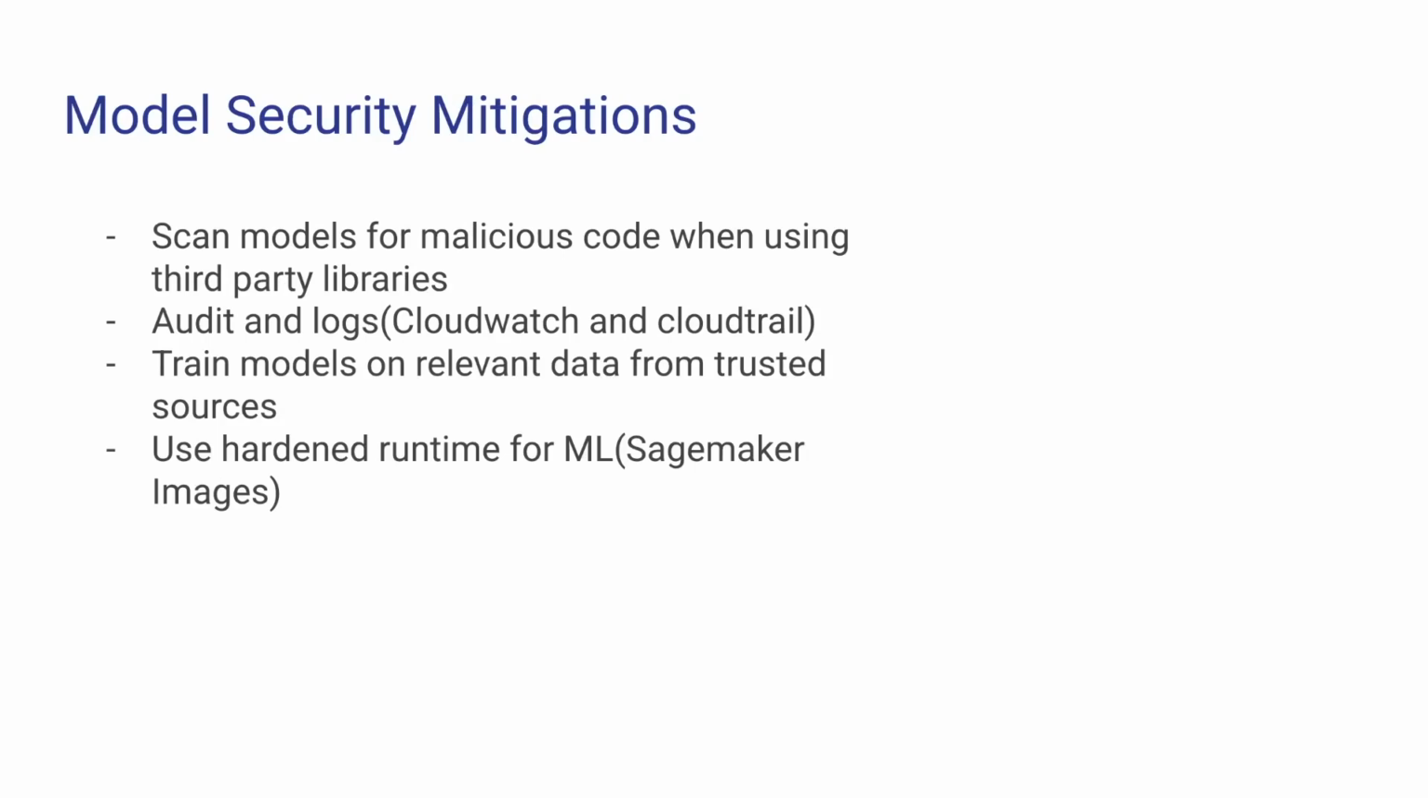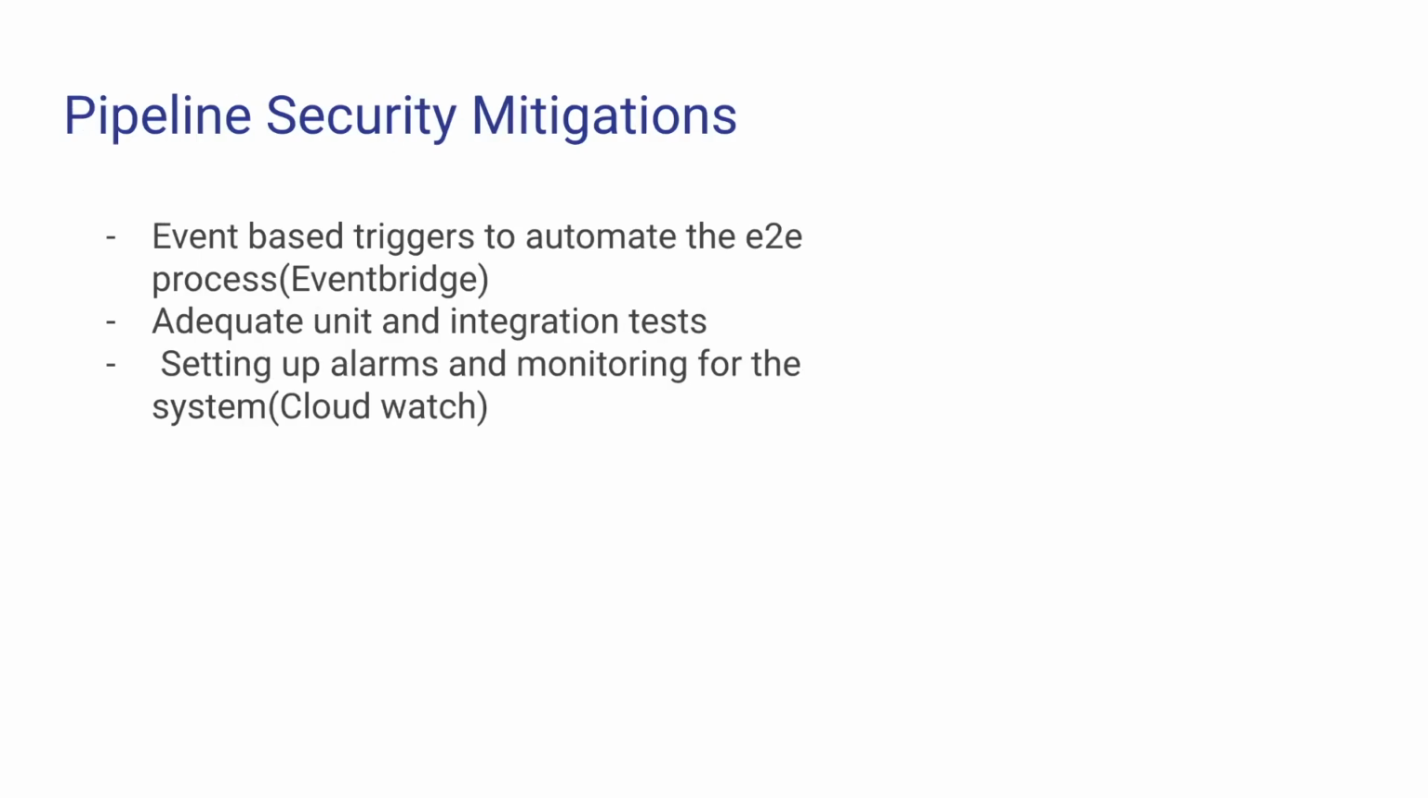Next, we talk about model security mitigations, implementing things like scanning of our models for malicious code when using third-party libraries, audit and log trails, training models on relevant data from trusted sources, and then using hardened runtimes for our ML pipelines as well. Next, we talk about the pipeline security mitigations.